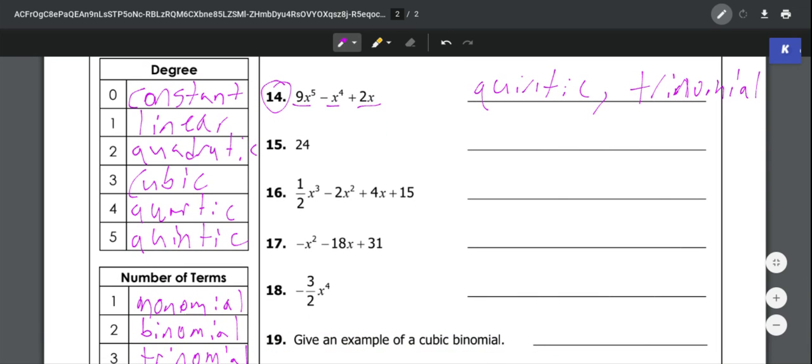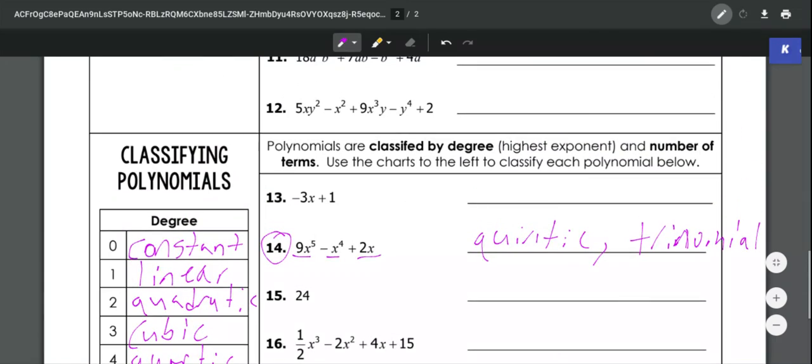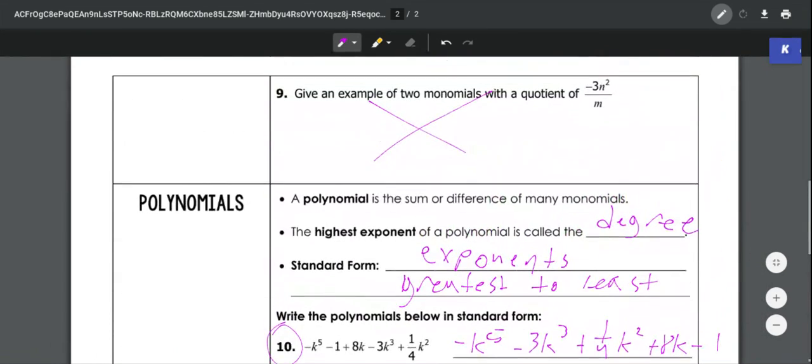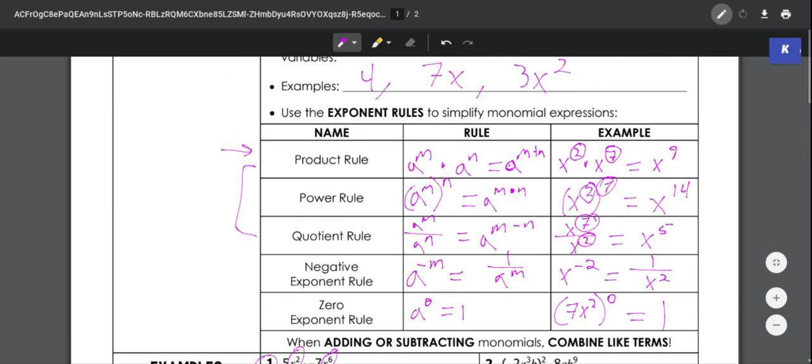I'm not sure if I'll have you do any of these. I'll probably have you do a few of these just to get it down. But that's all we're going to look at for this first section of Unit 5.